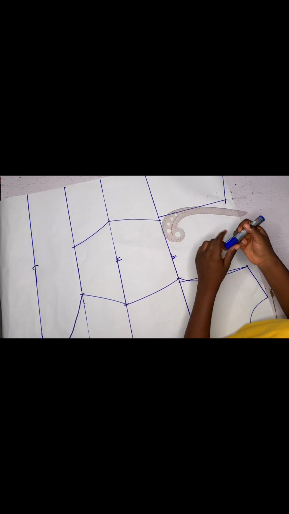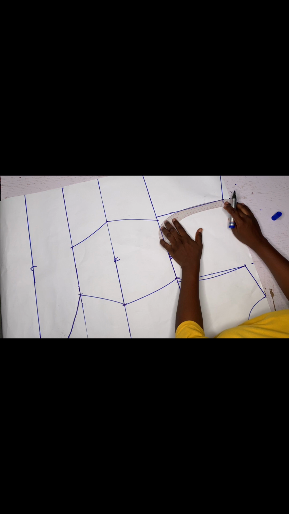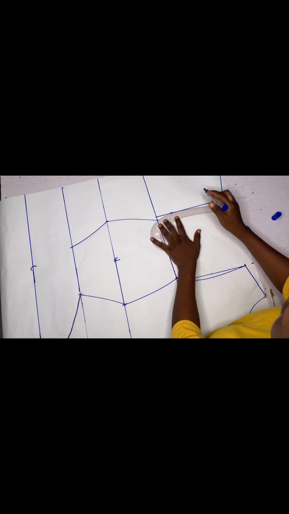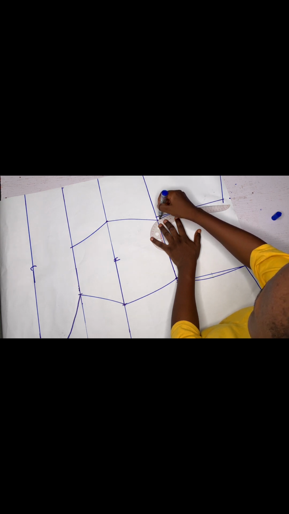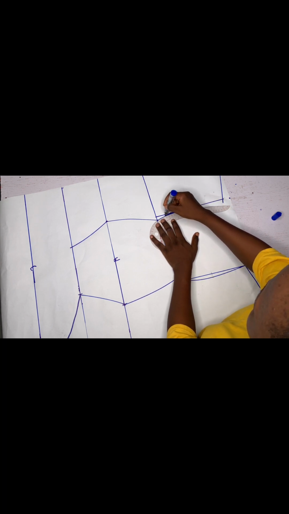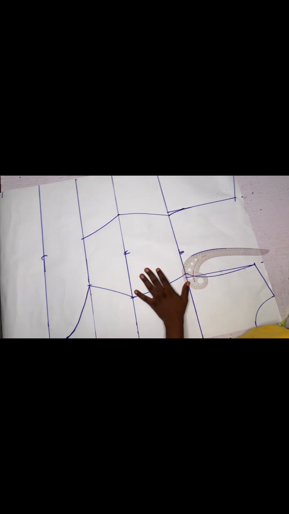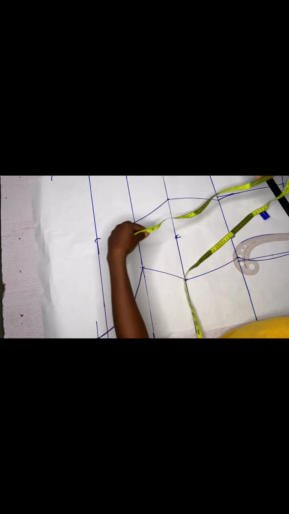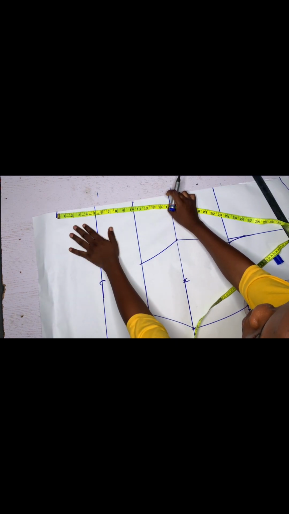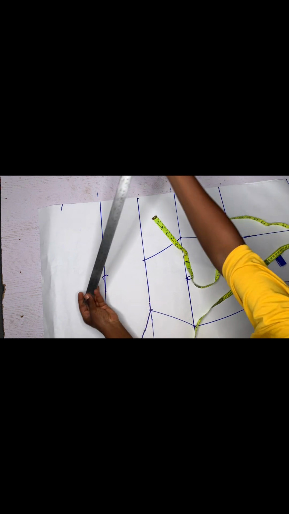So I'll cover my armhole part, just this way. And for this curved part, remember I measured 5 inches from the crotch line. I measured 5 inches. Now rule a straight line just a little.